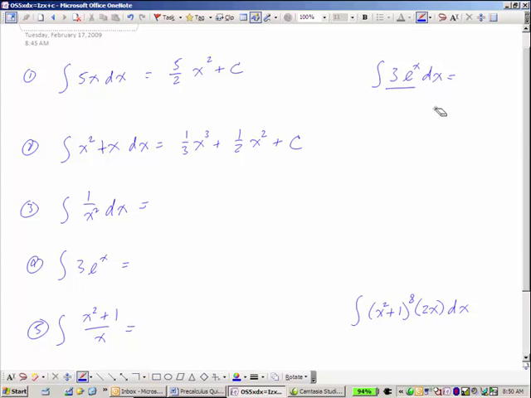As a matter of fact, let's skip down to 4. What is the antiderivative of 3 e to the x? It's not as complicated as we may have thought. E to the 3x plus c? What's the derivative of e to the 3x? E to the 3x times 3. That did not work. 3e to the x? The derivative of 3e to the x is 3e to the x.